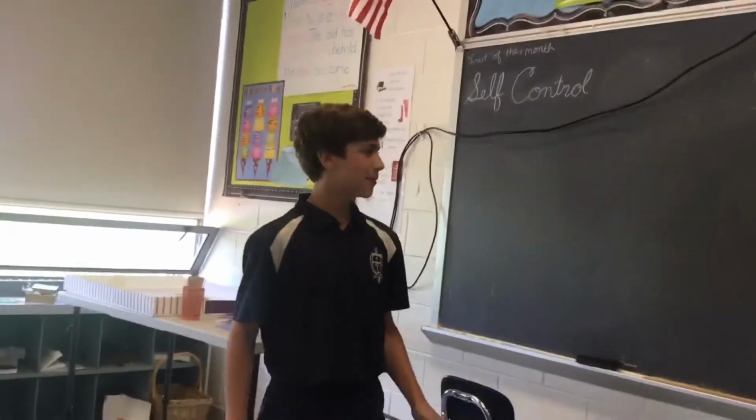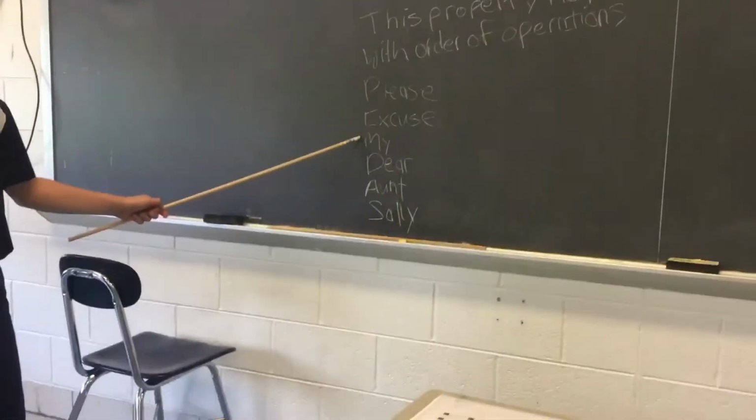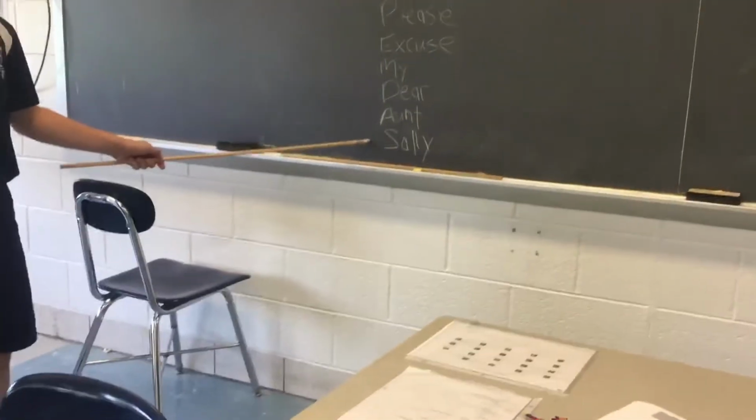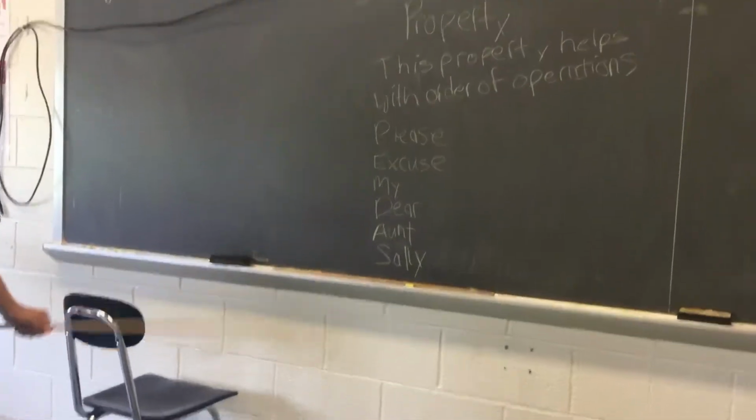So I have the substitution property, and this property is the order of operations, and the order is parentheses, exponents, multiplication, division, addition, and subtraction. A good way to remember it though is please excuse my dear Aunt Sally.